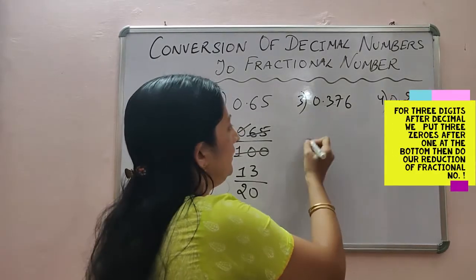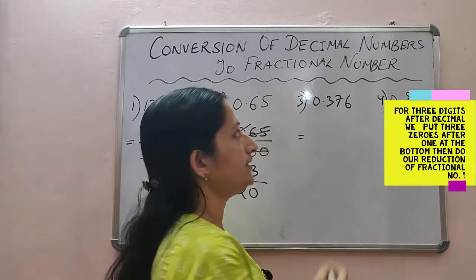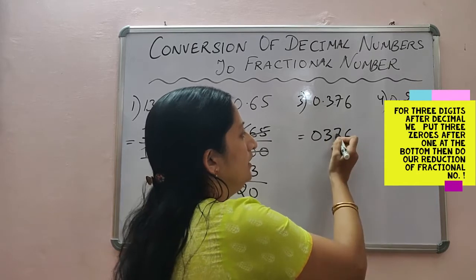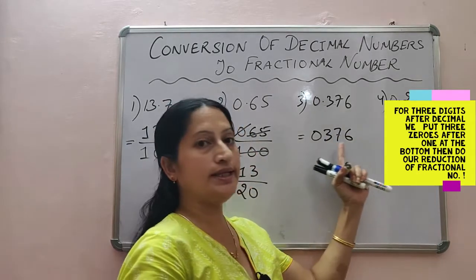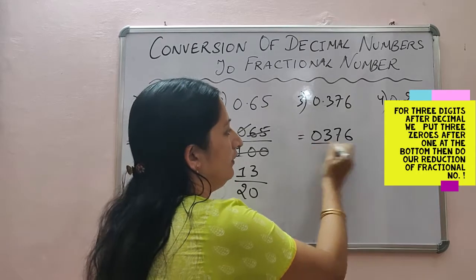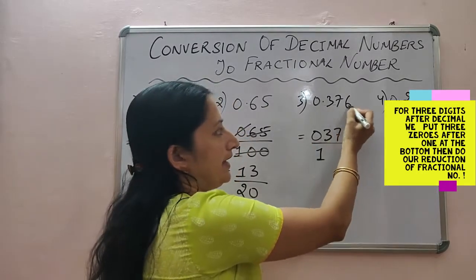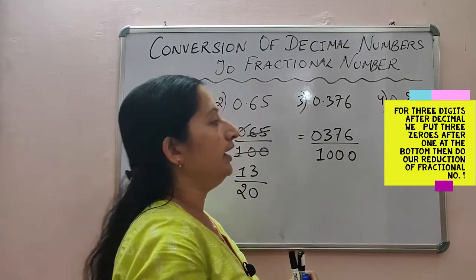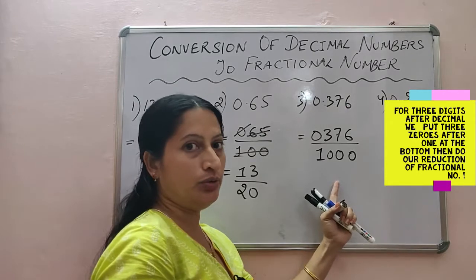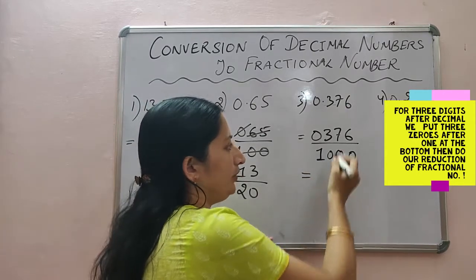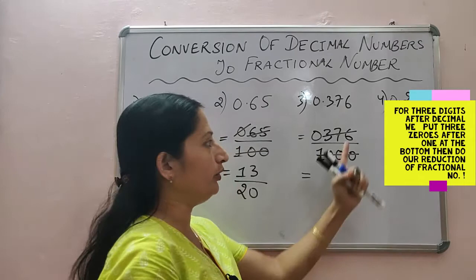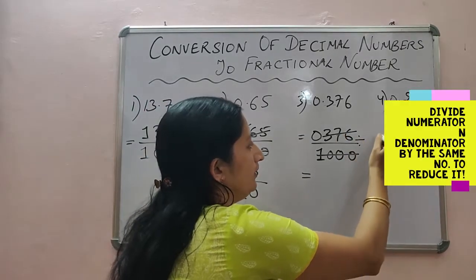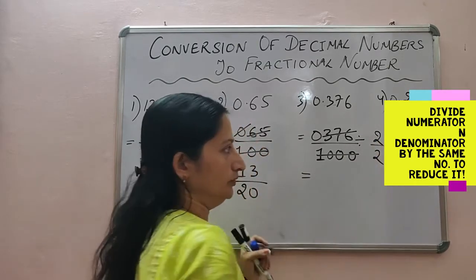Now come to the third number, that is 0.376. We will write it like this, 0376, and we will put 1 here at the bottom, and as there are 3 digits after the decimal point here, we will put 3 zeros here, and then we will try to reduce it. We can reduce it by 2. We can divide both numerator and denominator by 2.